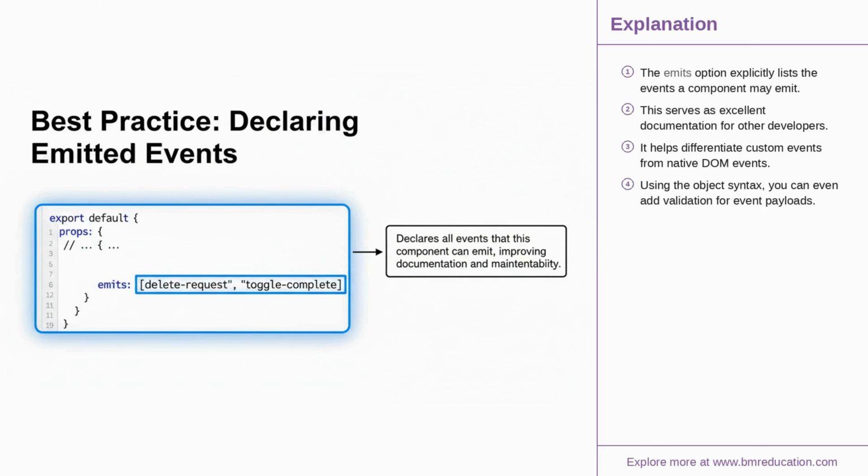Just like with props, it's a modern best practice to declare the events a component can emit. This is done using the emits option, which is an array of event names. This self-documents the component, making it clear what signals it can send, and it can also help Vue optimize event listeners. You can even use an object to validate the event's payload, similar to prop validation.